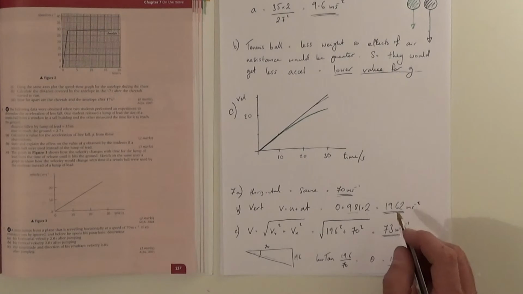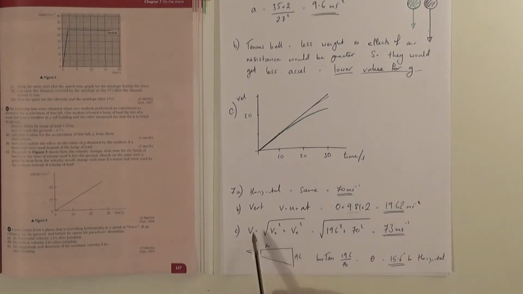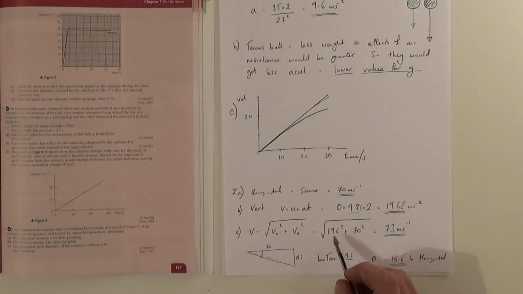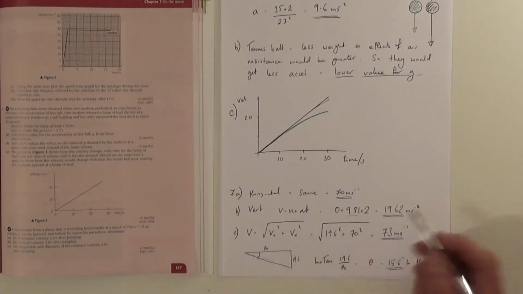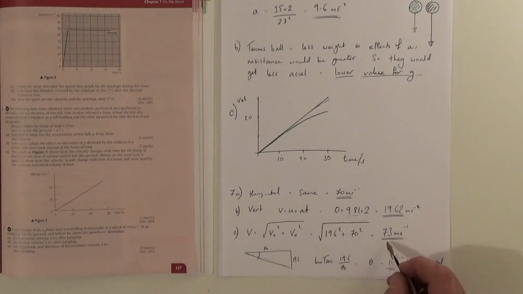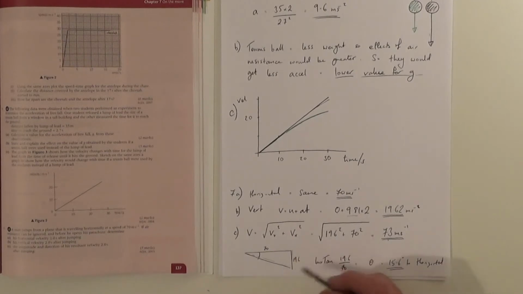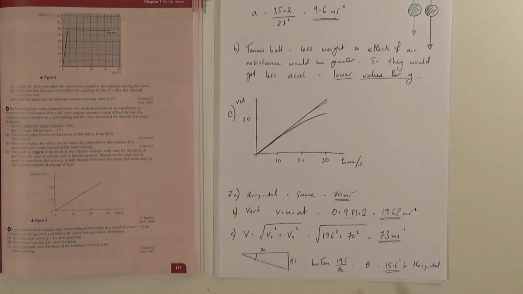And then we want the magnitude and direction of his resultant. So the velocity is going to be a squared plus b squared equals c squared, it's Pythagoras. Yes, it's going to give 73 meters per second. And then we want to basically say, well, that's his horizontal, that's his vertical. So we do tan theta is that over that, so shift tan, or inverse tan, of opposite over adjacent. That's going to give us the angle, which is 15.6 degrees to the horizontal.